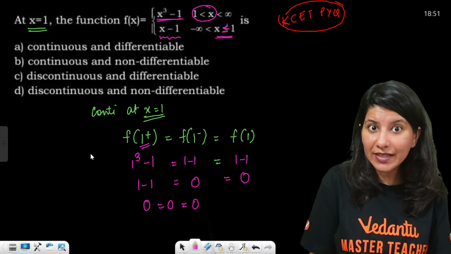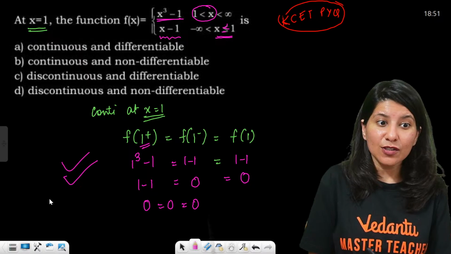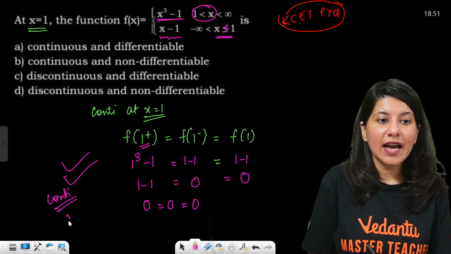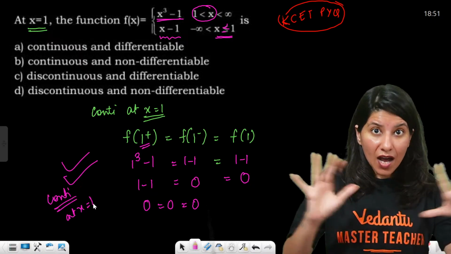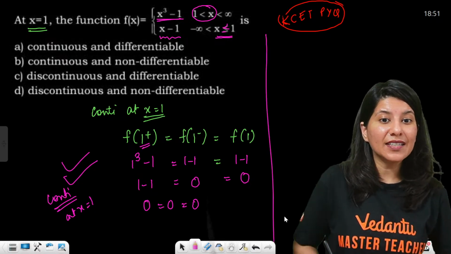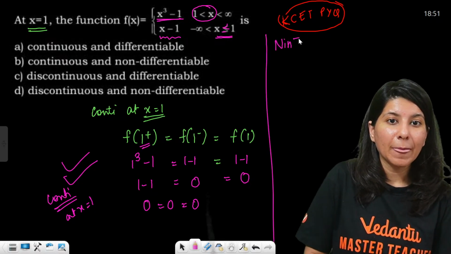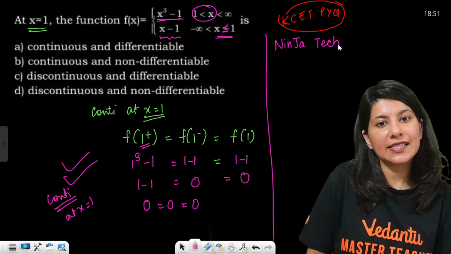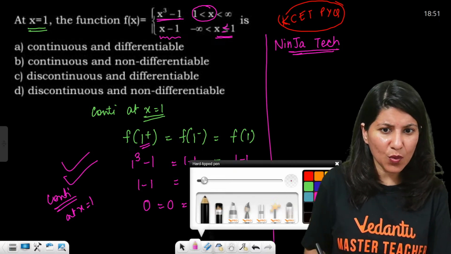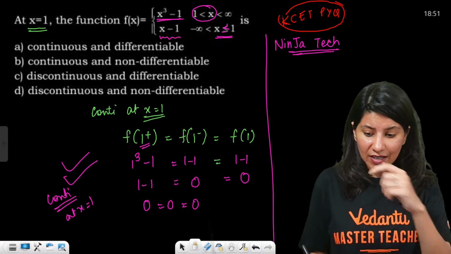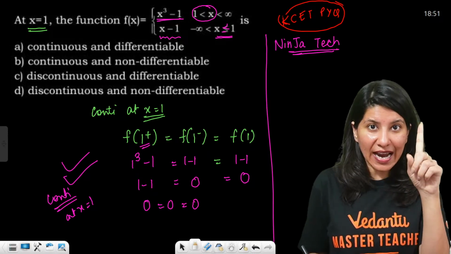This we have already done in the last class. So the function is continuous at x equals to 1. Now you can peacefully apply the ninja technique. The ninja technique says that it's very easy. Now if you want to check differentiability at x equals to 1.